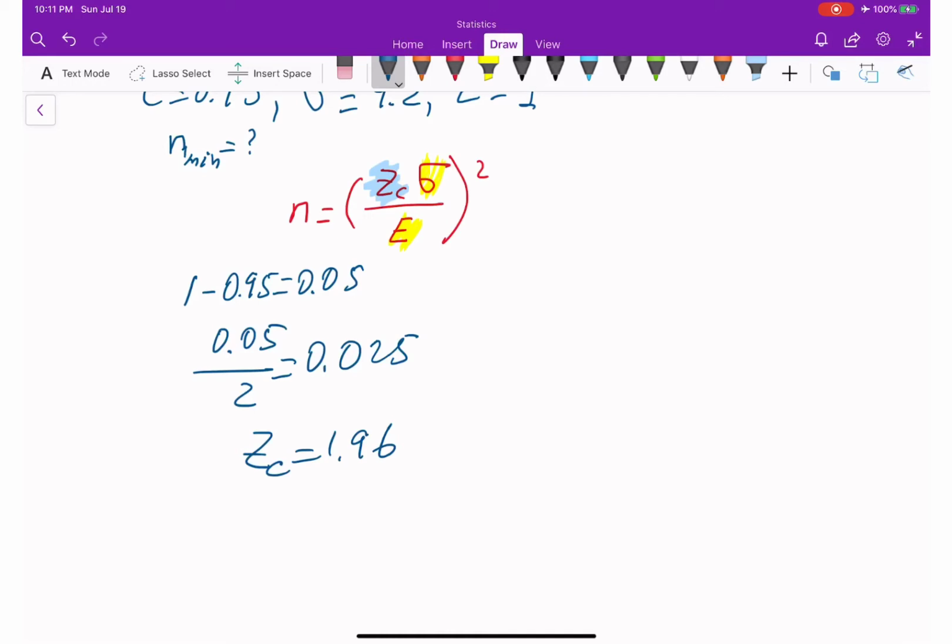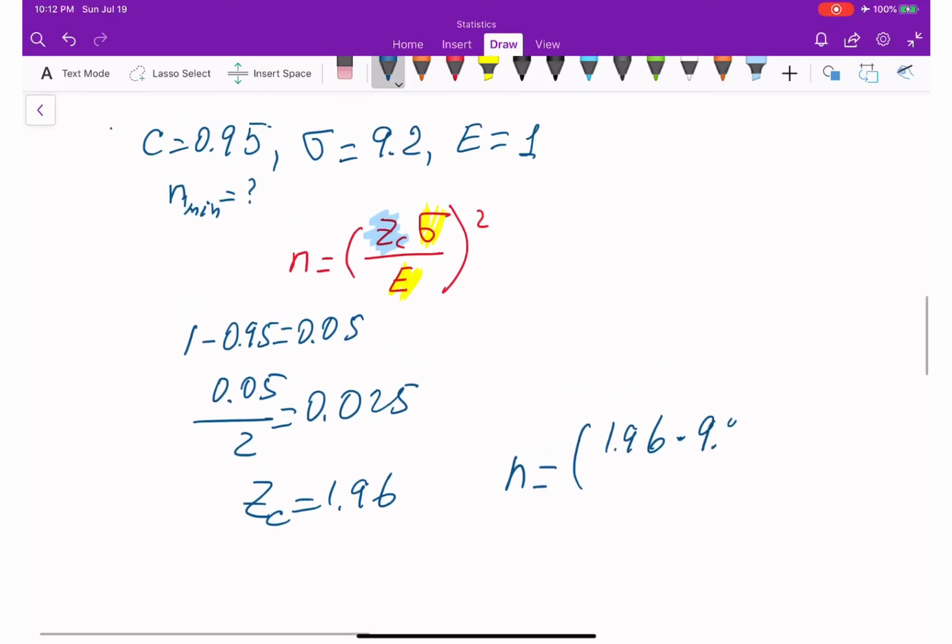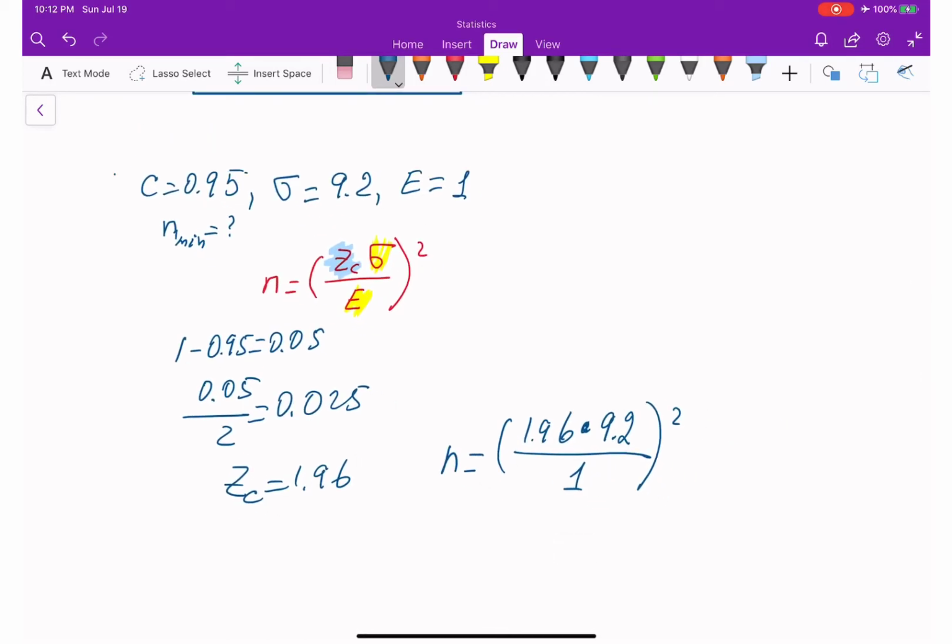All right, so from here, n is going to be equal to z critical 1.96 times sigma, which is 9.2, divided by error, which is 1, and all of this we are squaring. It's going to be scary to multiply and then square. Let me see what we're going to get. 1.96 times 9.2. Okay, and then square this. The answer is 325.15.